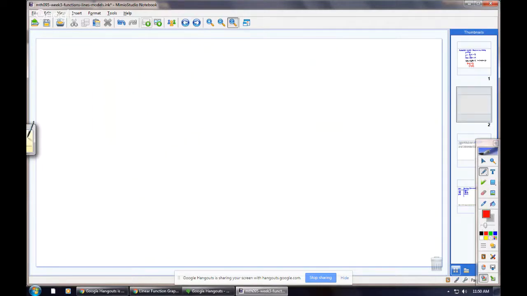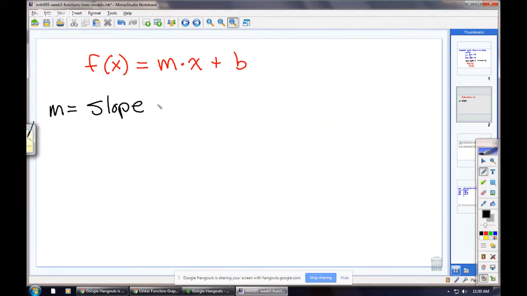As far as linear functions go, a general linear function looks like this: some number, we usually call m, times x, plus some other number b. And m is what we call the slope. Slope is also known as a rate of change.